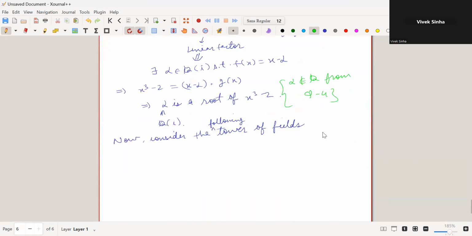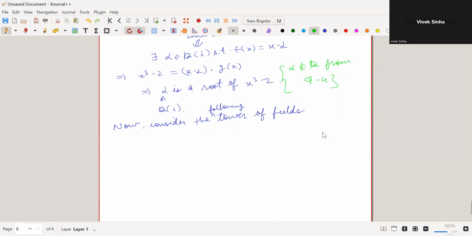Keep this in mind that the converse may not be true: a polynomial may not have a root in the field, and still it might be reducible because you can write it as a product of two irreducible factors. But if it has a root, then it is definitely reducible because it has a divisor of the form x minus alpha, where alpha is a root. So since it is irreducible, it cannot have a factor of the form x minus alpha. Thus alpha is not a root in Q. So it's a root in Q(i), but alpha won't belong to Q. Okay, now consider the tower of fields.